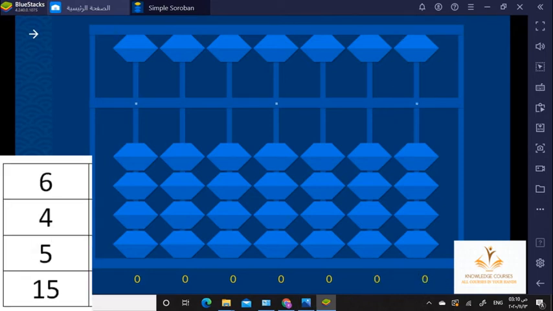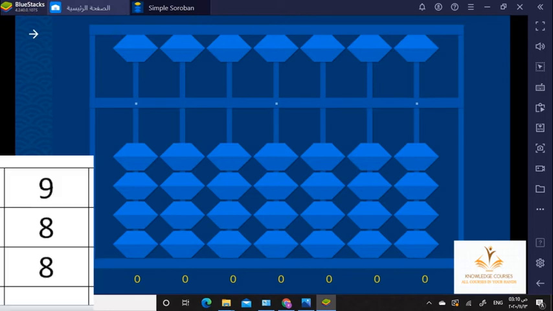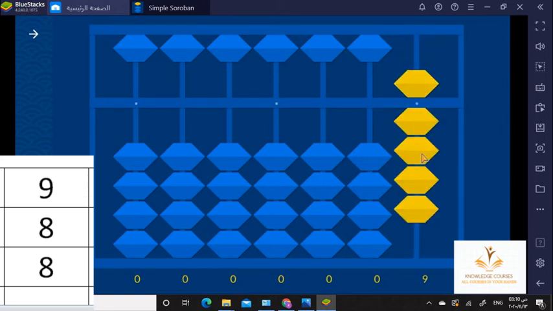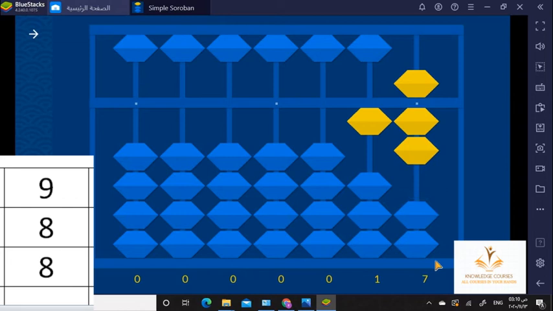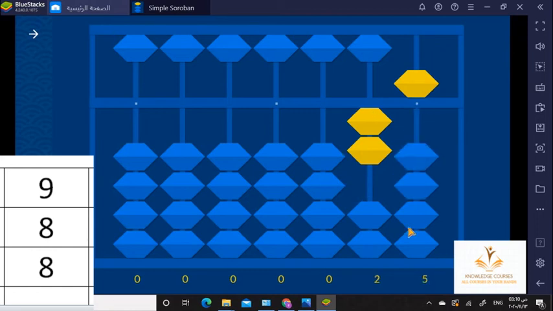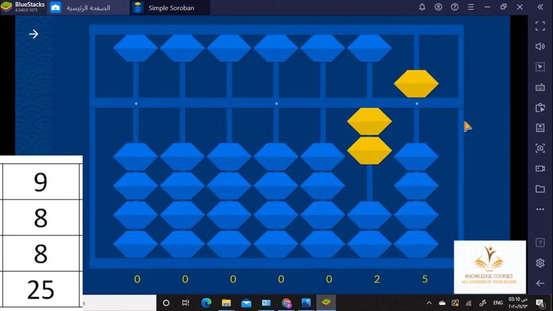Another example, 9 plus 8 plus 8. 9 plus 8, I can't represent it in the unit. So the big helper of 8 is 2, activate 10 and minus 2. Plus 8, the big helper of 8 is 2, activate 10 and minus 2. So the solution is 25.